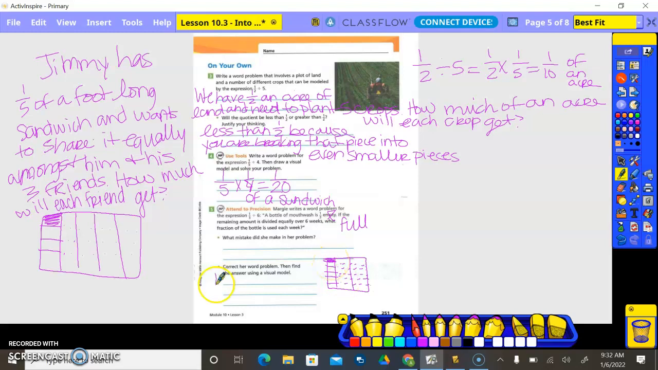So we would take 1/3 divided by 6, which equals 1/3, times what? Instead of 6 over 1 times what? 1/6, which equals 1/18. So 1/18 what? 1/18 each week.